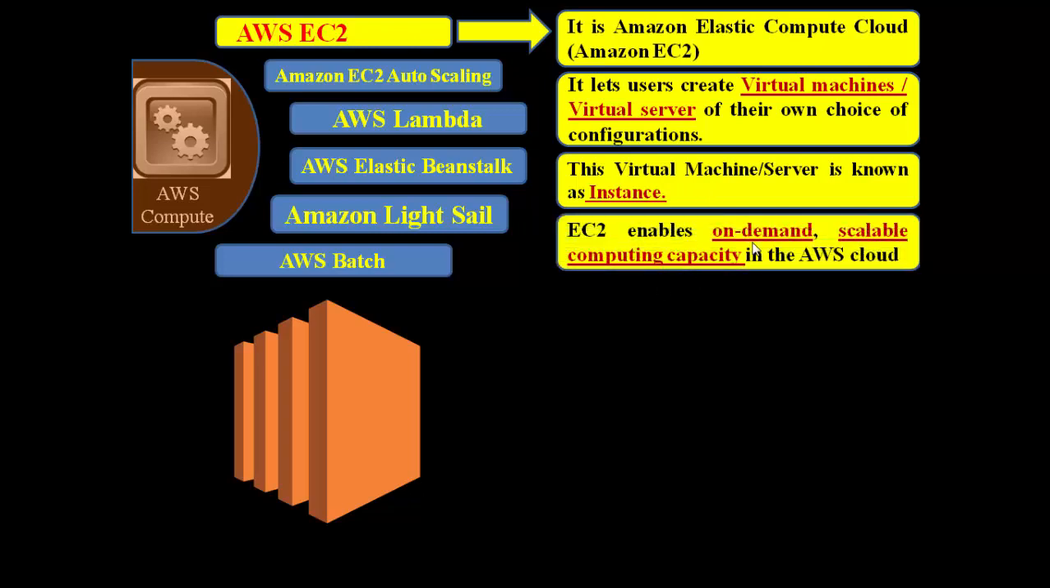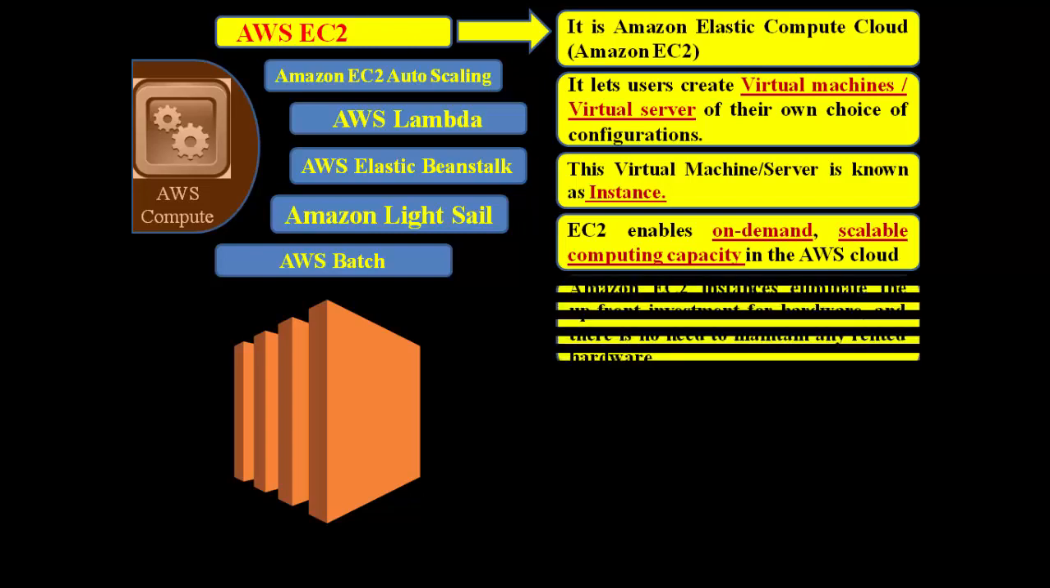EC2 enables on-demand scalable computing capacity in the AWS cloud. This is one of the most important features of EC2. It is scalable. It means that whenever it is required to scale up or scale down, we can easily do so as per the need of the user. So whenever a high configured server is required, we can increase the configuration of our server, and wherever required, we can scale down.